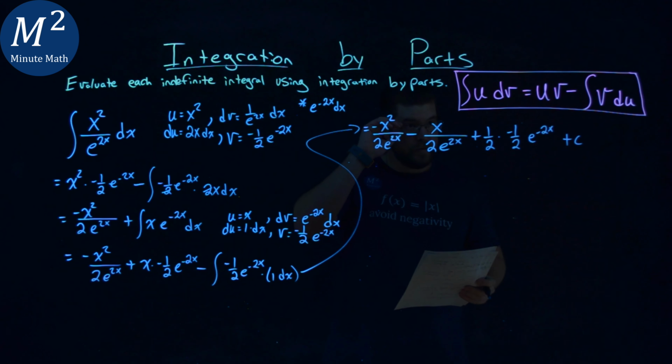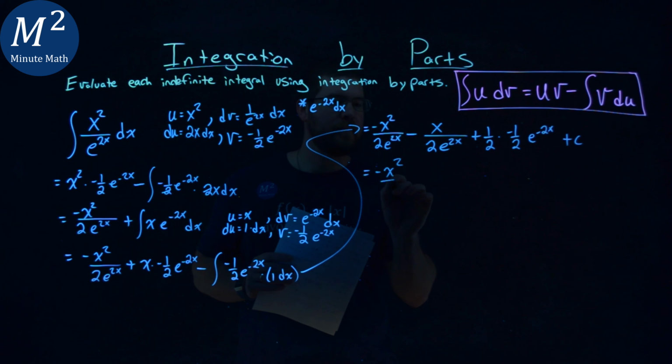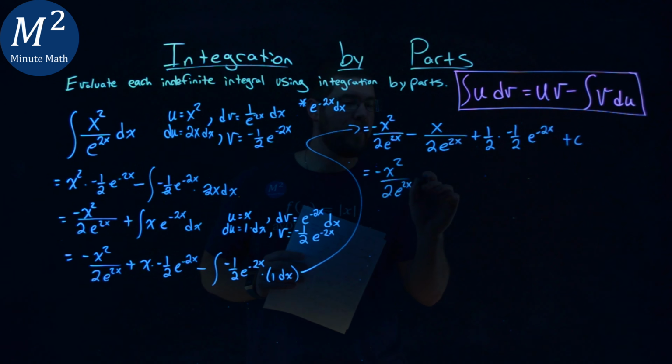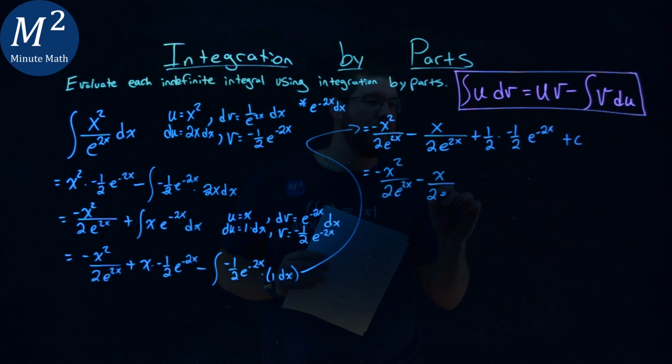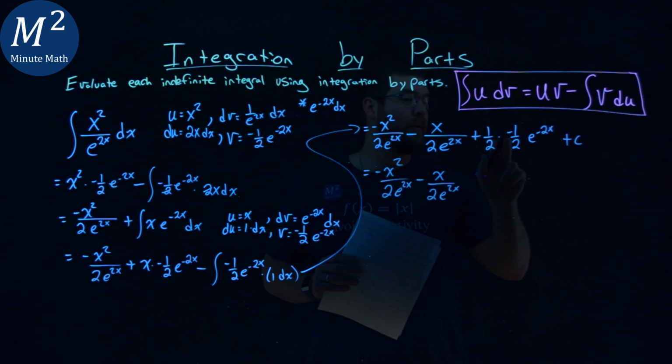So all the calculus is done now. Let's go simplify this out a little. Negative x squared over 2 e to the 2x power, minus x over 2 e to the 2x power, plus, or actually minus, sorry, 1/2 times 1/2 is 1/4, but it's a minus here.